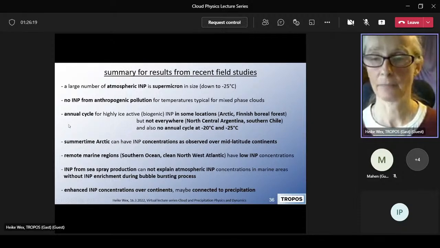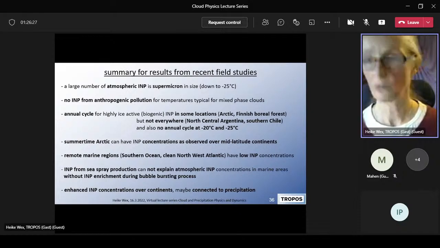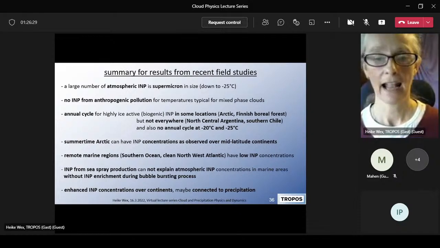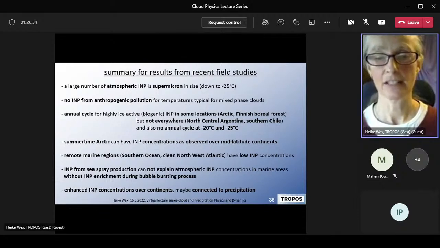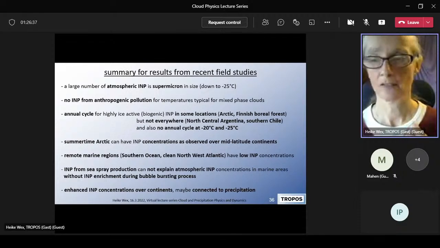Summertime Arctic can have INP concentrations as observed over mid-latitude continents. Remote marine regions clearly have low INP concentrations. Also, the clean Northwest Atlantic showed that. INP from sea spray production cannot explain atmospheric INP unless there is a real strong enrichment during the particle generation process. It's the bubble bursting process, if you want to look that up. And there are enhanced INP concentrations over continents, and maybe that happens due to precipitation events.